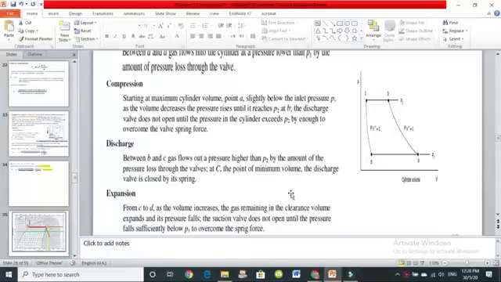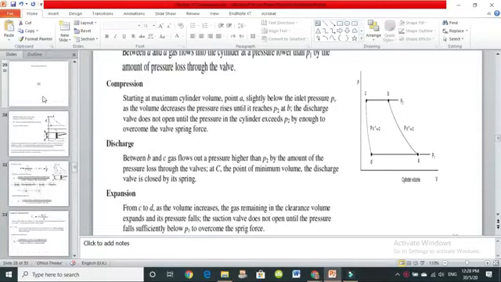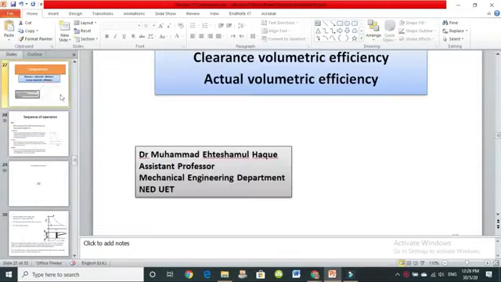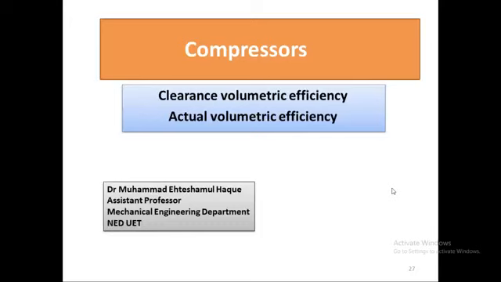And welcome to another session of refrigeration air conditioning. My name is Dr. Muhammad Ehtishamul Haq, and today we are going to discuss clearance volumetric efficiency and actual volumetric efficiency.